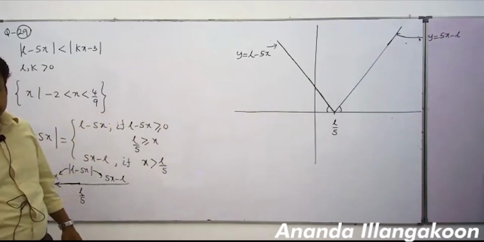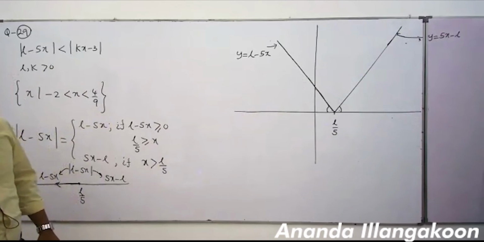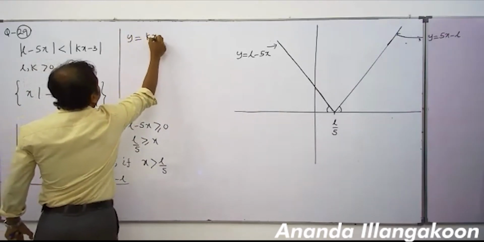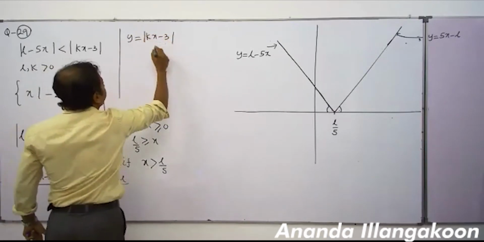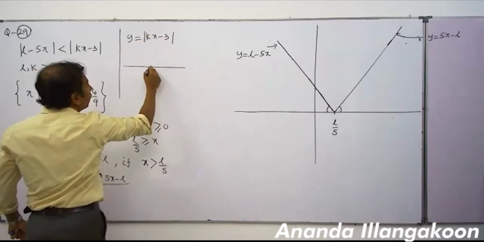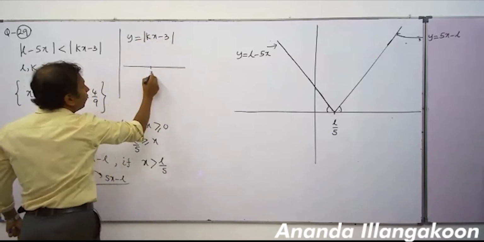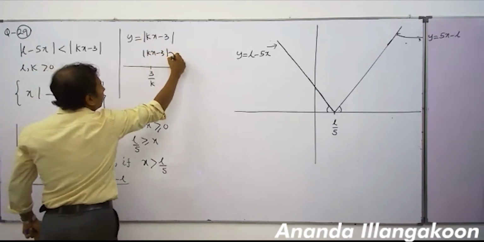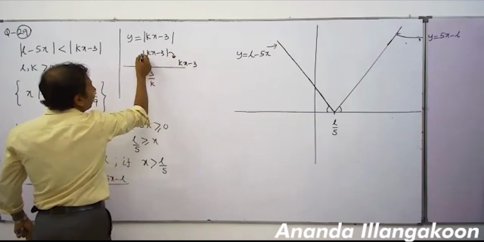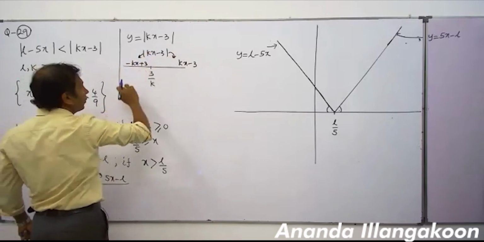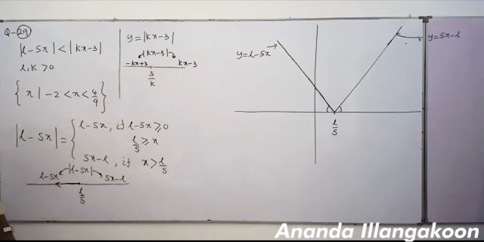Now the next graph is what? y equals mod kx minus 3. Right? If we define this one, k is positive, no? Then this turning point is going to be 3 by k. Then mod kx minus 3: on its right it is kx minus 3, on the left it is minus kx plus 3, because this should be multiplied by a minus sign.